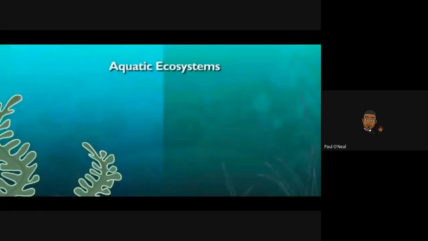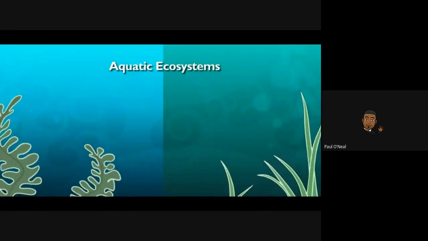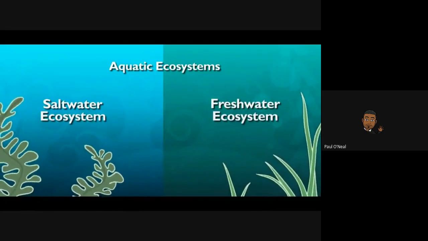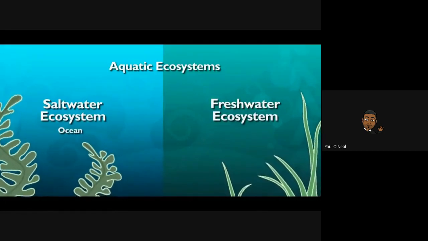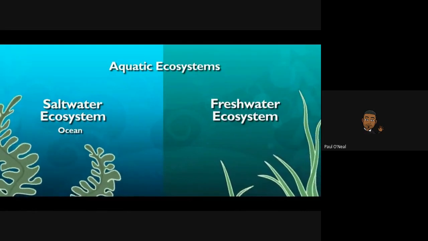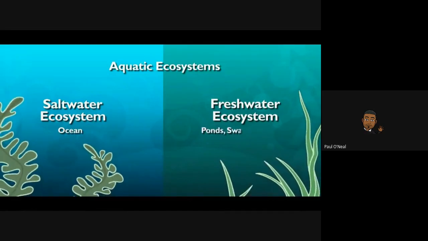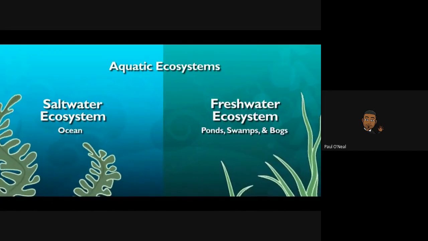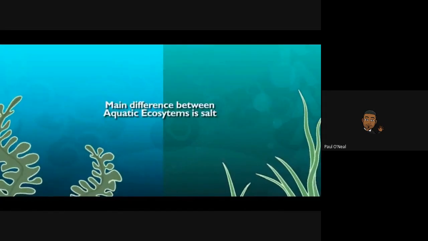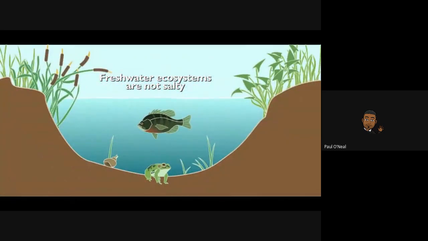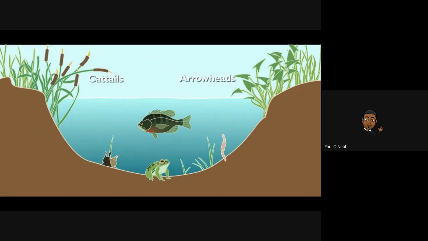No, they can't. There are two different kinds of aquatic systems, saltwater and freshwater. Saltwater fish live in the ocean. The ocean is a saltwater ecosystem. This tank is a freshwater ecosystem. Ponds, swamps, and bogs are freshwater ecosystems. I never knew there was a difference. The main difference between aquatic ecosystems is salt. Freshwater ecosystems are not salty. Well, freshwater has a tiny bit of salt, but not enough to make a difference. Creatures like snails, worms, and frogs live in freshwater. Plants like cattails and arrowheads grow there too. Sounds like the swamp behind my house.